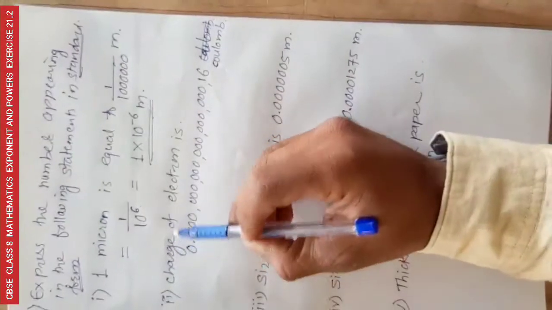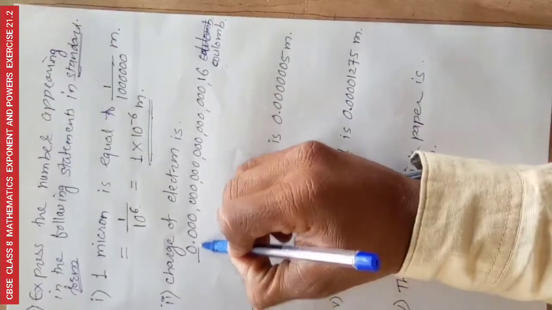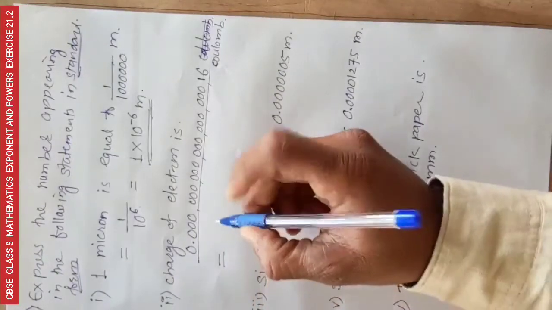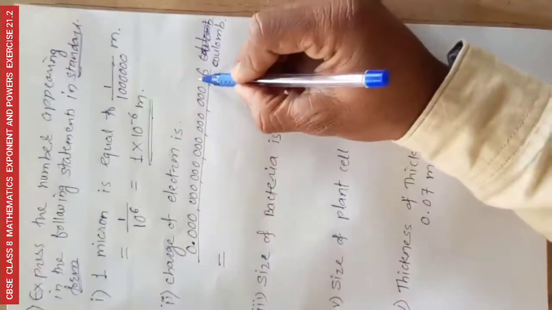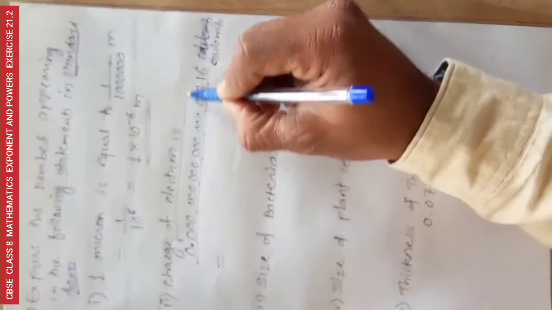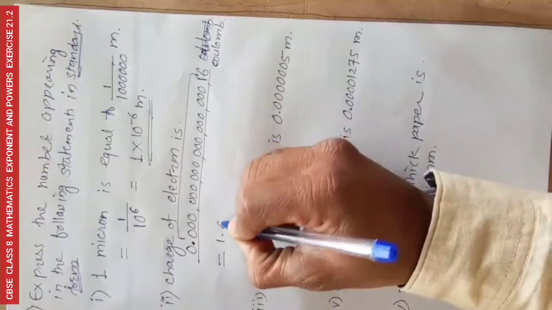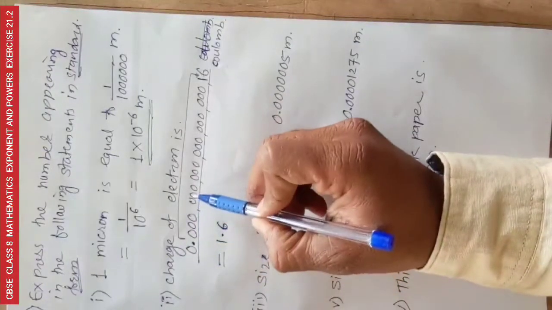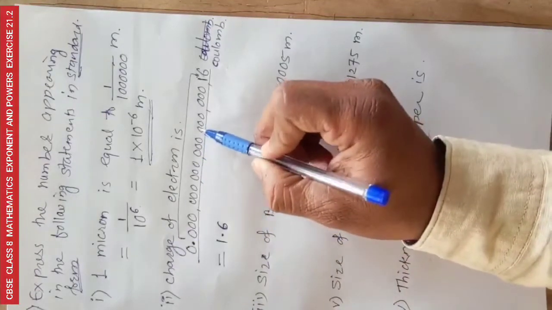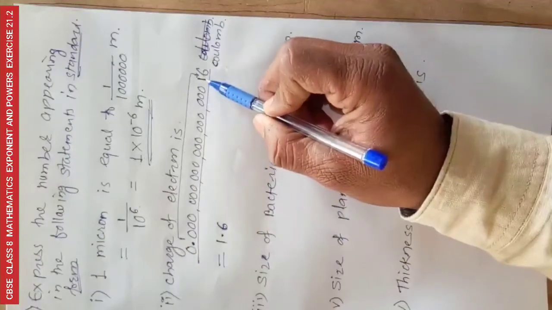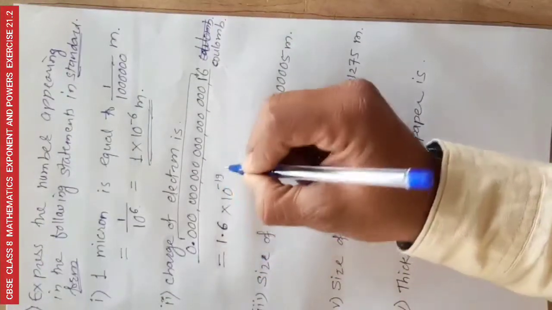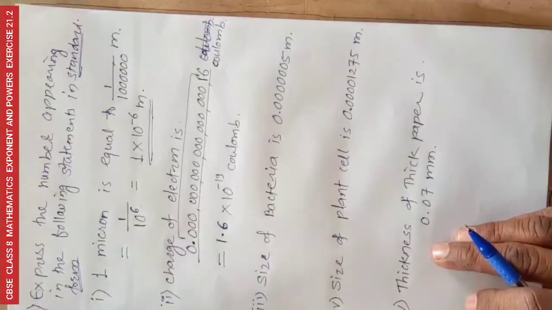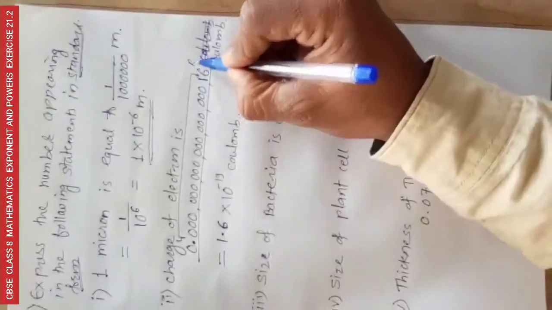The second one is the charge of an electron. Look here, this is the decimal point, and after this comes the value. We have to transfer this decimal point up to this point, that is 1.6. After the 1.6, count the places: 1 2 3 4 5 6 7 8 9 10 11 12 13 14 15 16 17 18 and 19. So 1.6 into 10 raised to the power minus 19 coulomb. Because the decimal point is transferred from left to right, its sign is negative.